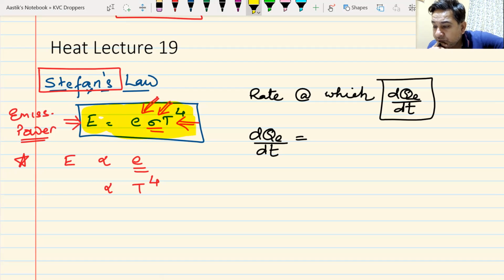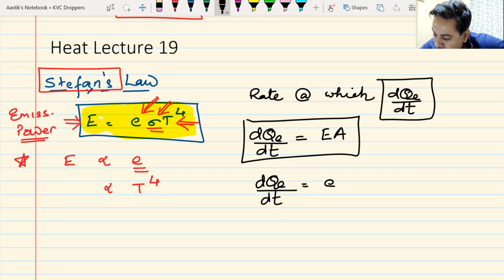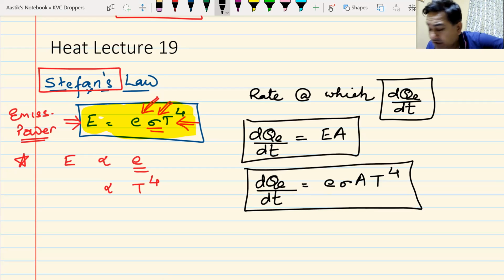Can you tell me what is the rate at which energy is emitted from here? The rate at which energy is emitted will be simply this emissive power, which is the energy per unit area per unit time. If I just multiply it by the area, I will get the rate at which this energy is emitted. In other words, the rate at which this thermal energy or radiant energy is emitted will be simply equal to e sigma A T raised to the power of 4.